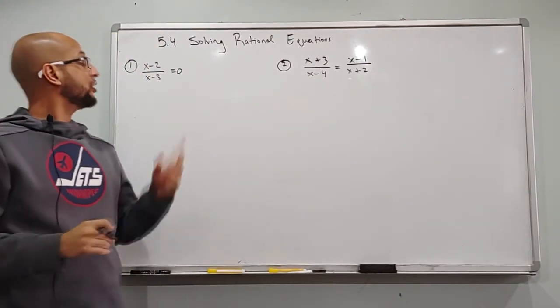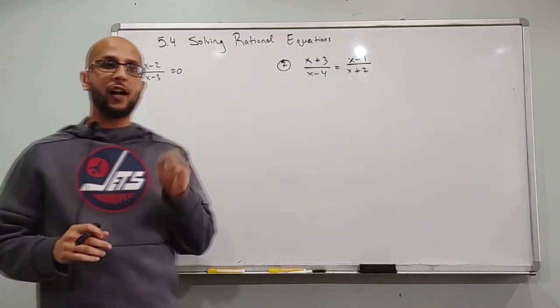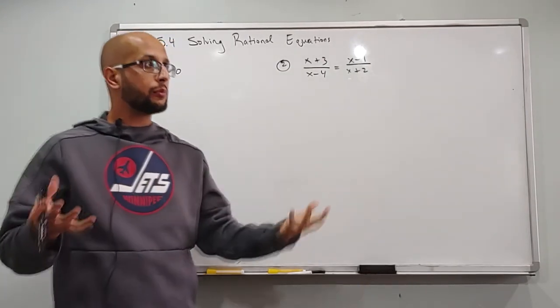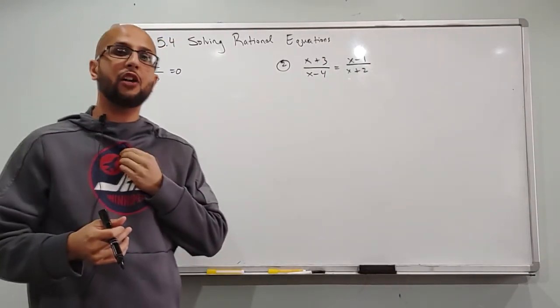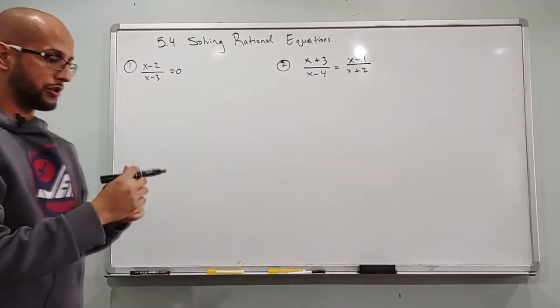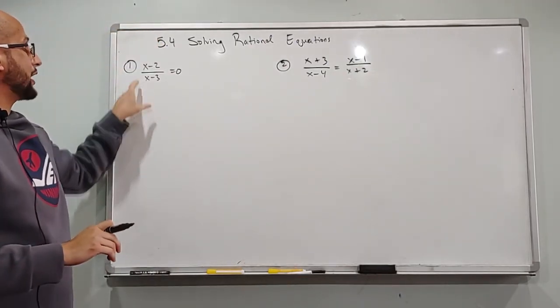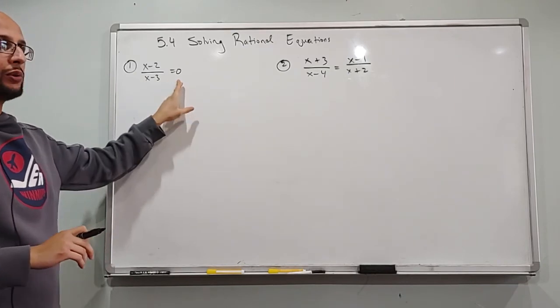Okay, our next section, 5.4, is solving rational equations. This is very similar to solving polynomial equations, except now you'll have rational expressions, meaning you have fractions. Let's start here: (x minus 2) over (x minus 3) is equal to 0.